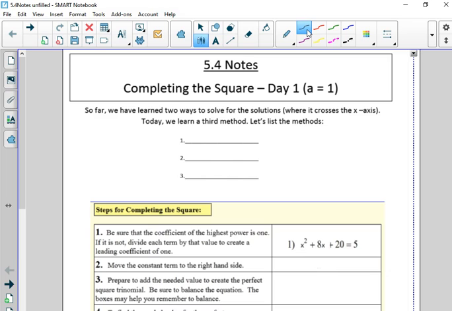By 4. Completing the square. So far we've learned about factoring. We've learned about the square root method. And now we're going to learn to complete the square.